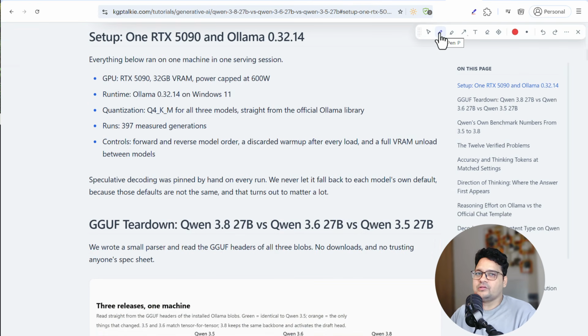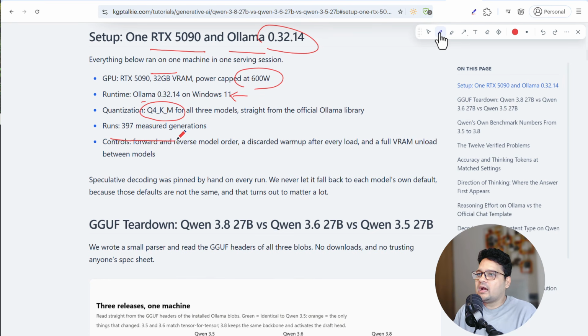Now let me quickly tell you my setup which I used for this performance measurement. So first of all, I used my RTX 5090 GPU with Ollama, and here is the Ollama version. As you know, the RTX 5090 has 32 GB of VRAM and maximum power is capped here at 600 watt. I am telling you this configuration so that if you want to recreate this benchmark, you can also do that. And I used Windows 11 with this Ollama version, and the quantized 4-bit version was used here. Whatever version comes by default from Ollama, I downloaded directly from Ollama.